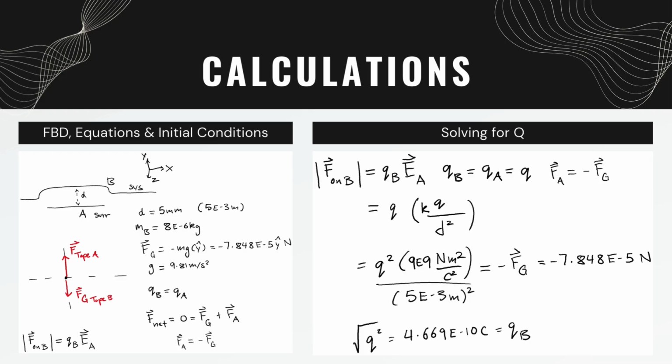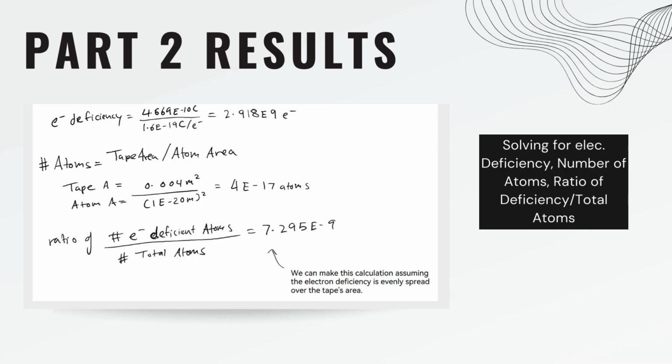And here I have shown my free body diagram, and I use the Fnet equation to solve for Q, which I got as 4.669 times 10 to the negative 10 coulombs. Based on that answer, I also found the electron deficiency, the number of atoms, and the ratio of electron deficient atoms to the total number of atoms.